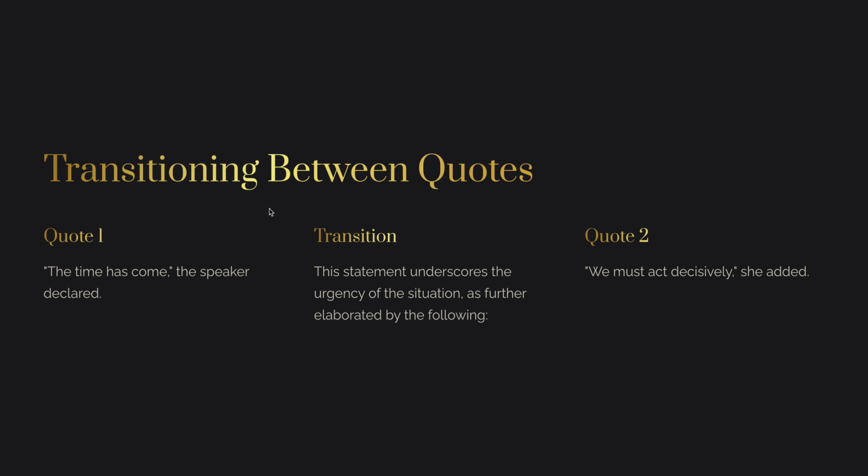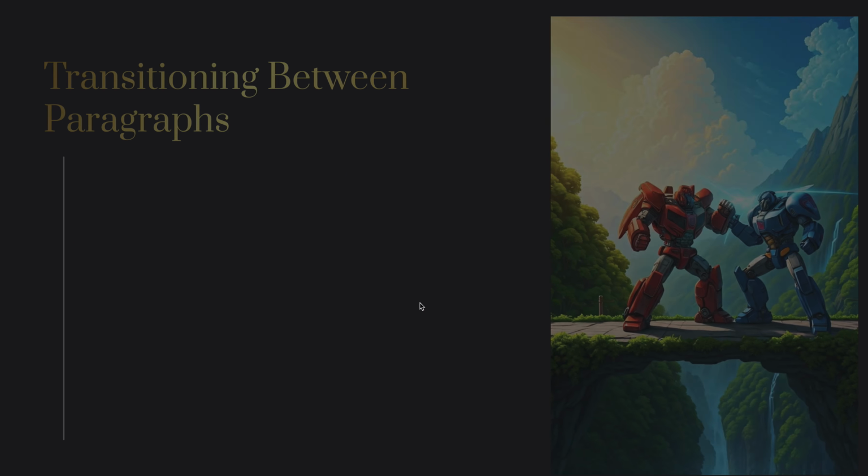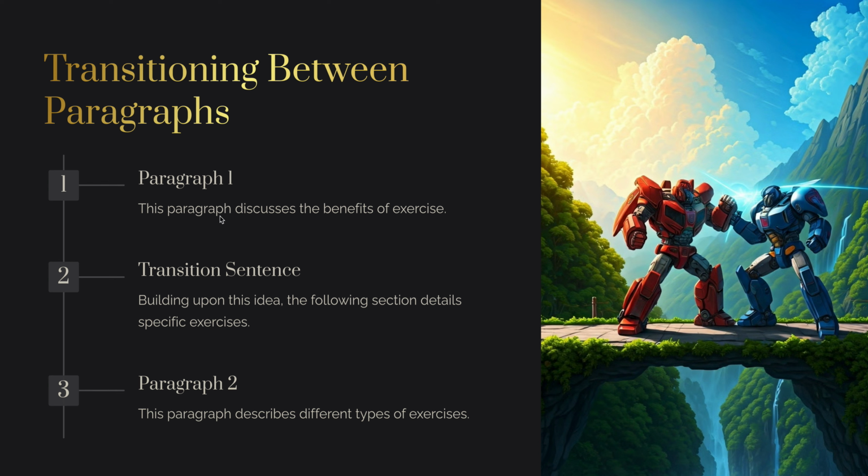All right? Transitioning between quotes. The time has come, the speaker declared. Then we have an explanation. Then further elaborated by the following: we must act. So not only are we talking, not only are we explaining the quote, but we're tying it to the next quote. This is next level stuff. This is the key.